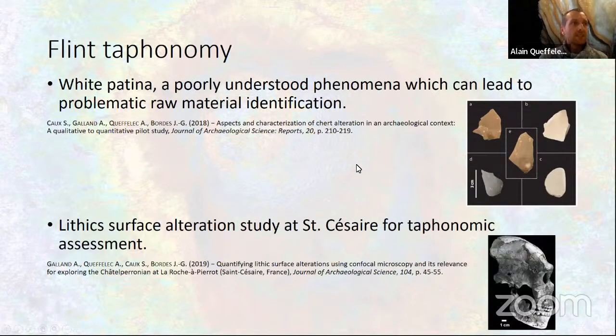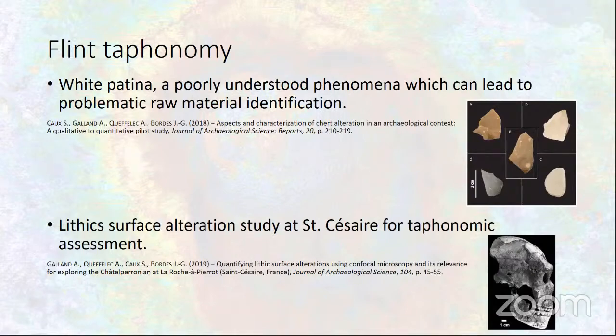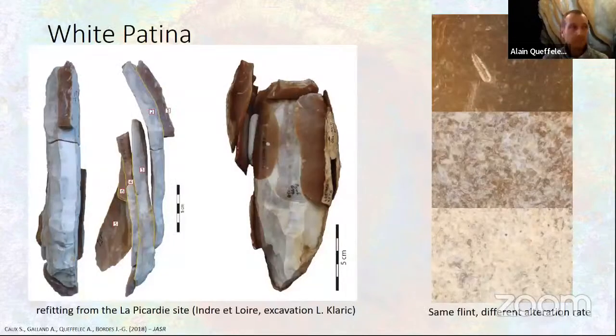This study of flint taphonomy has been one of the very first we began with, since some colleagues immediately saw the potential of this technique in the very first demonstration of the microscope, years before we managed to buy it. This work was divided into two imbricated studies, one mainly focused on the understanding of the white patina, one on a specific archaeological case study.